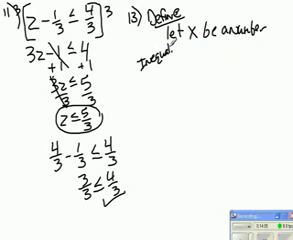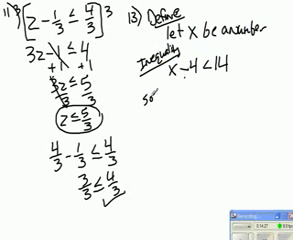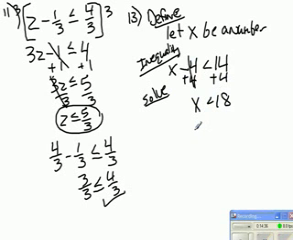So my inequality, I have to read it and write it with my x. So it says a number, we said a number was x, right? So I put x decreased by 4, decrease means minus 4, is less than 14. All right, so then I would have to solve that. That was the next step, is to solve. So I'm going to add 4 to both sides. And x is less than 18.